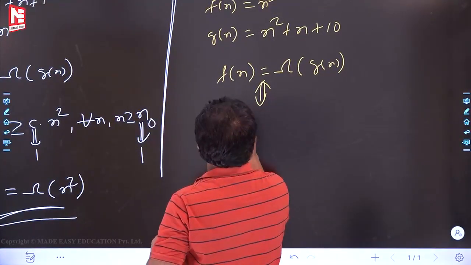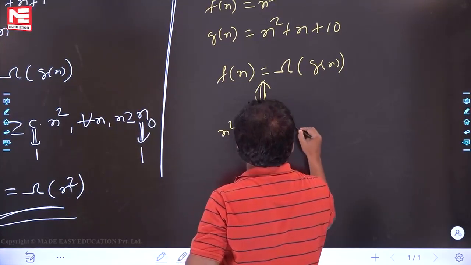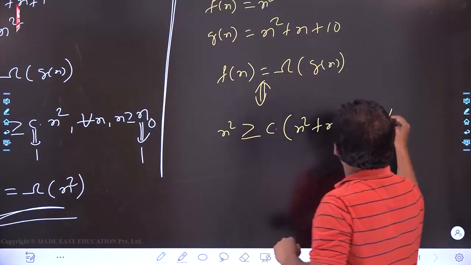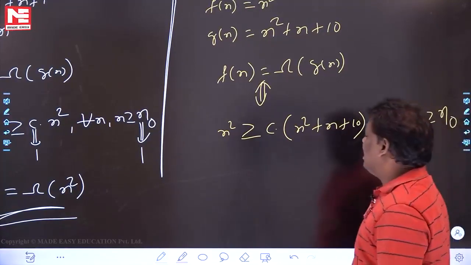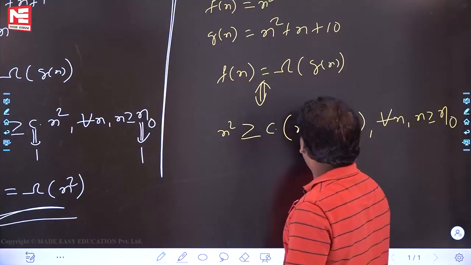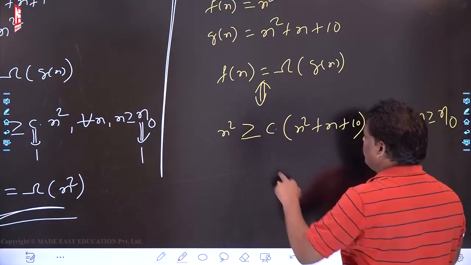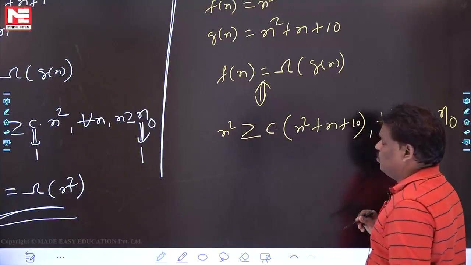What is the f of n? n square is greater than or equal to some c into g of n, which is n square plus n plus 10, for all n where n is greater than or equal to n0. Now can you help me? Left is n square, right is n square plus n plus 10. Comparing the left and right, to be frank, right is bigger. But I want to make left bigger. So what should I do now?